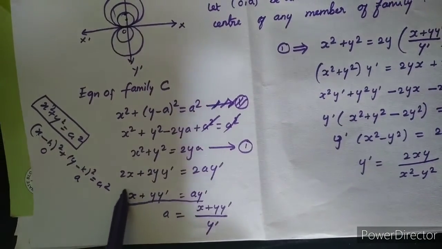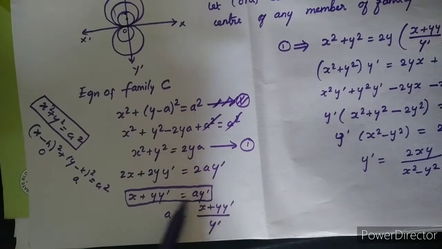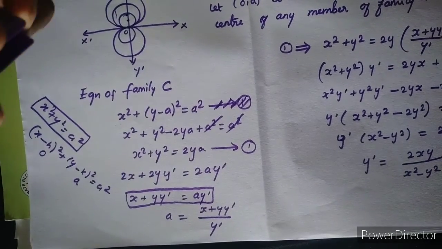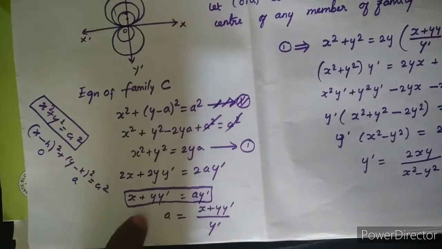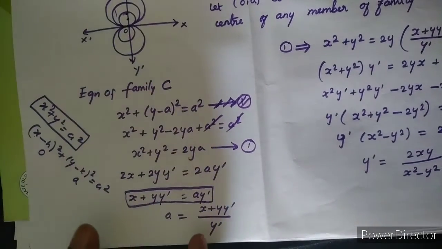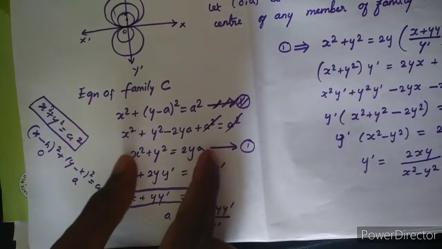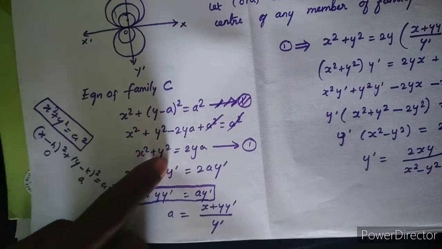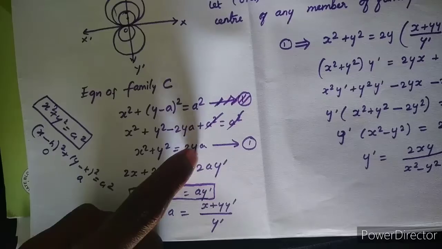From this we can find what is a. Consider only the right side, the remaining will be the denominator. So y dash will be the denominator, a equal to this. Now we want to substitute this a value in equation number 1. So x square plus y square equal to 2y into the a value.